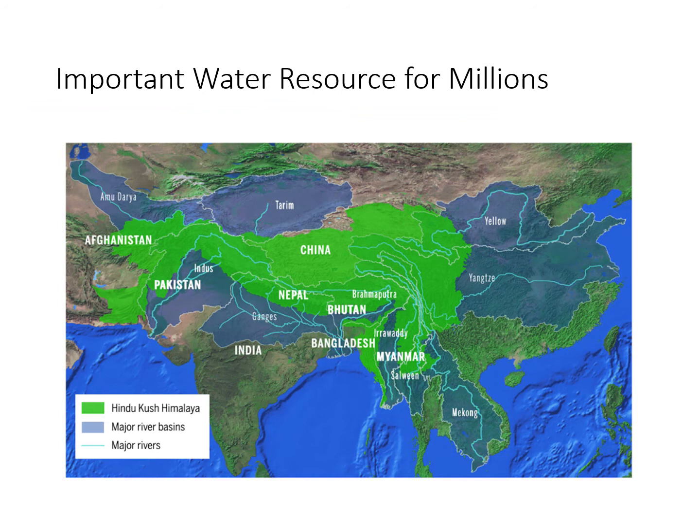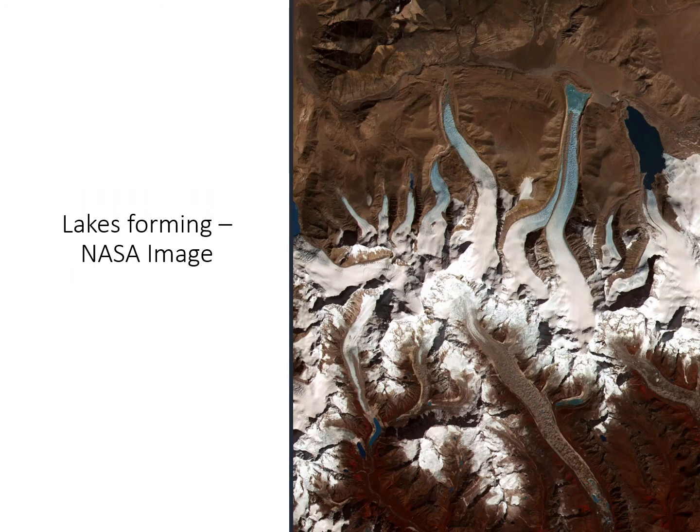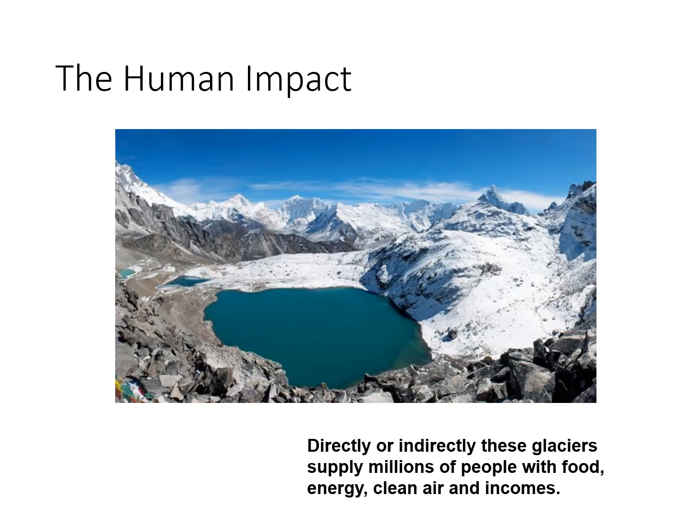This map shows the Himalayas in green, and in blue and gray you see the major rivers and river basins respectively that are fed by the Himalaya ice. When the ice disappears, so does an important source of fresh water. The lakes forming at the terminus of the ice are evidence that the glaciers are melting. Directly or indirectly, these glaciers supply millions of people with food, energy, clean water, and incomes. With the disappearance of the glaciers, major socioeconomic consequences will occur.